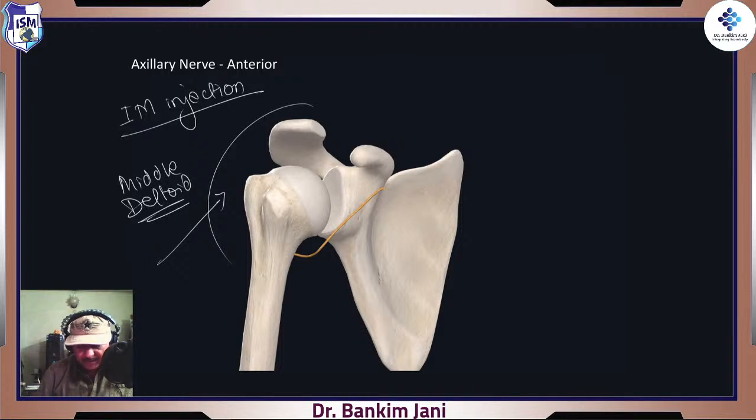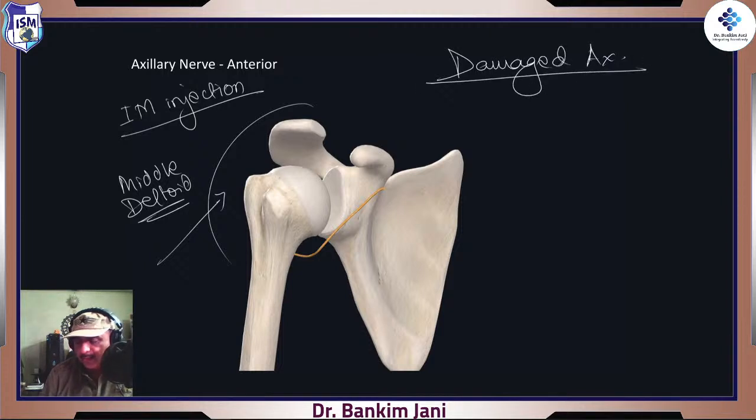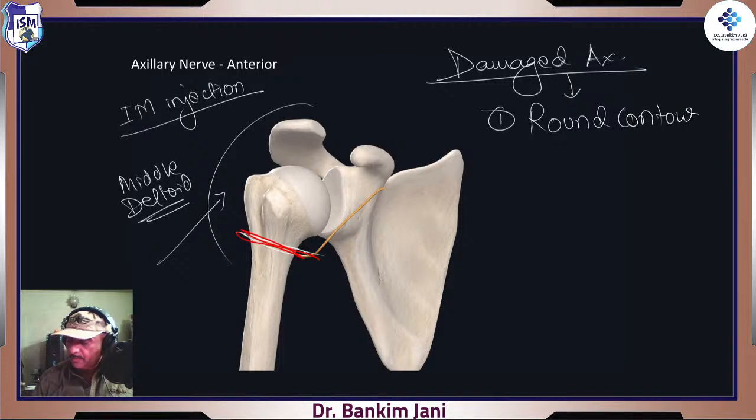Now, when this particular nerve, the axillary nerve, is damaged, for example by a fracture over here, it will lead to damage to the axillary nerve. In such a case, what would happen? First, we have already talked about it: the round contour is lost.